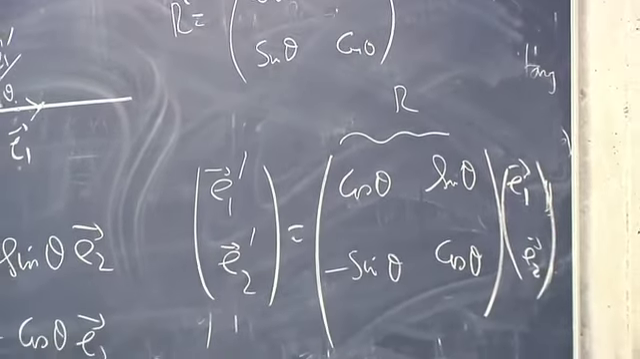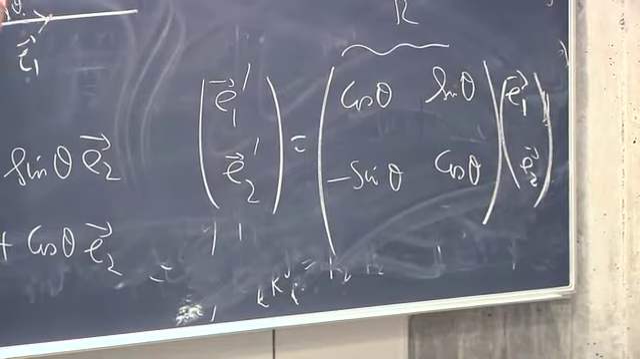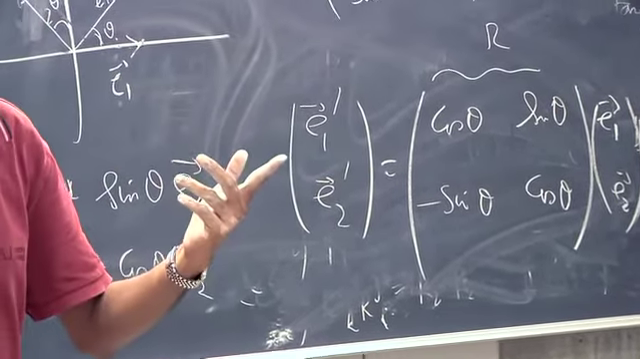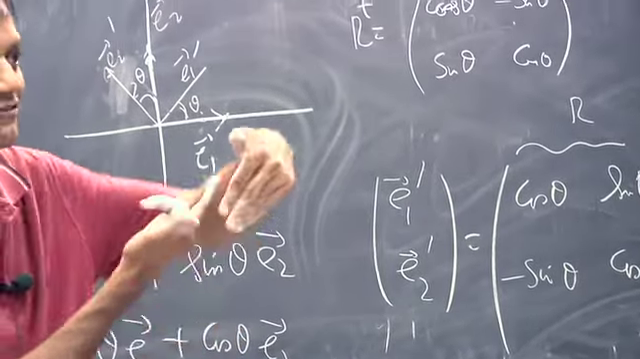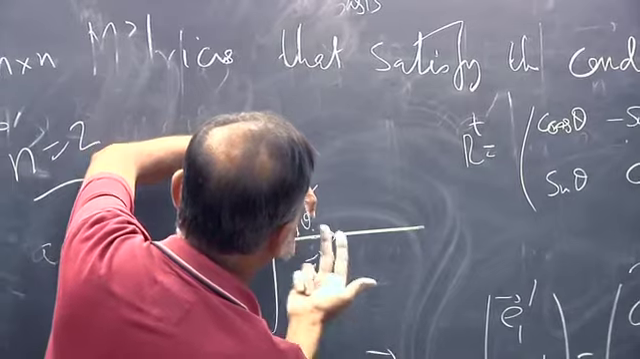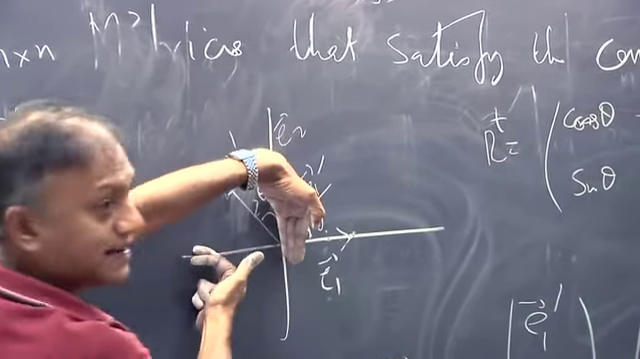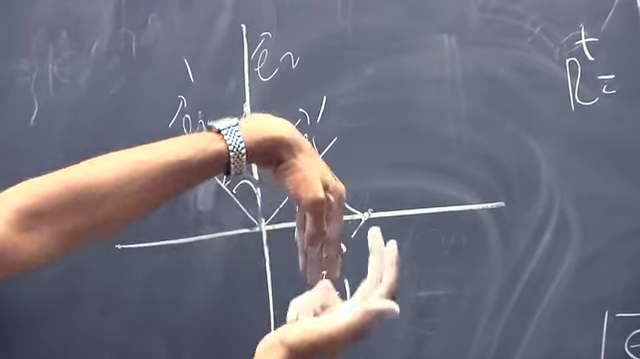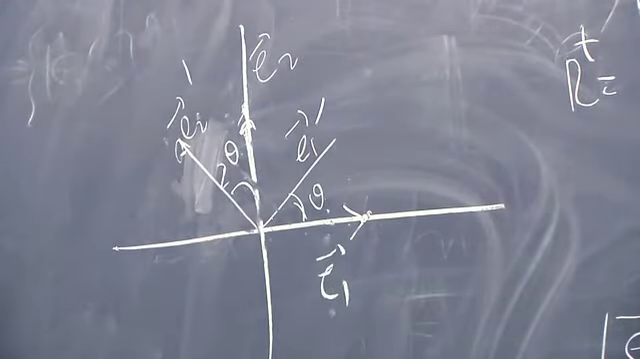But you see, it's not just a rotation. Rotation is one way to get another orthonormal basis. But you could also do a parity transformation. You know what is a parity transformation? Just reflect. So for example, reflect everything about this axis. So E1 goes to minus E1, right? But E2 remains the same. That again gives you an orthonormal basis, right?